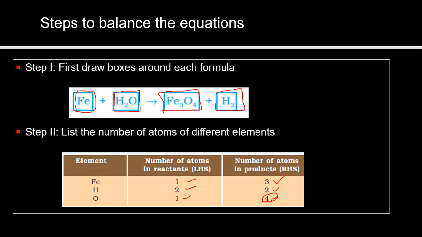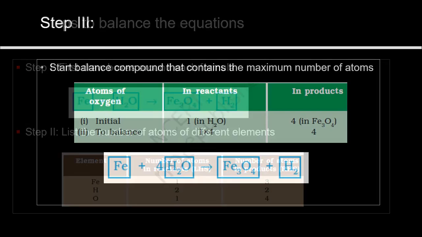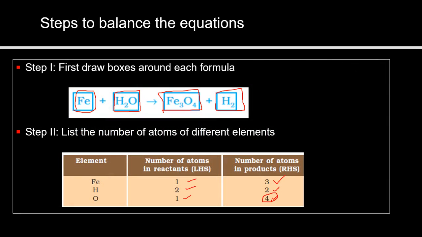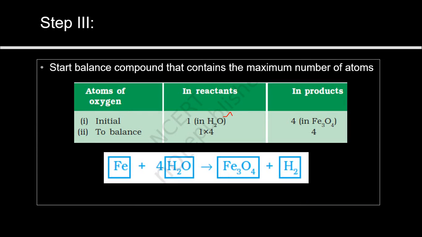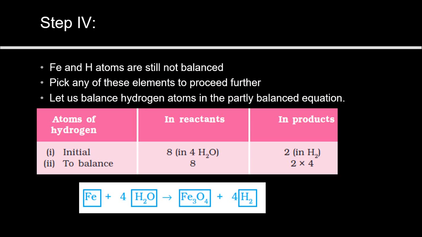Here see that 4 oxygen are there, so we select oxygen. In another case, if hydrogen has a larger number of atoms, then first we have to try to balance the hydrogen atom. So we multiply by 4 here. After multiplication, we can get 4 oxygen. Here also we have 4 oxygen, but at the same time what happened to the hydrogen?